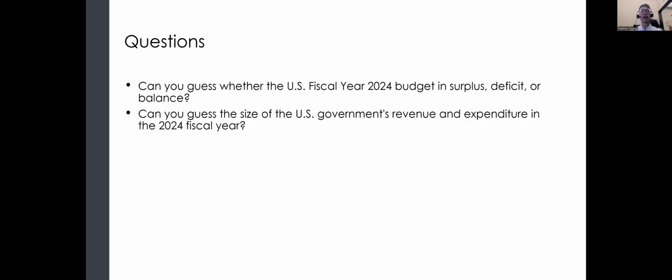Now, I would like us to have a bit of a class exercise where I would like you to guess whether the US fiscal year 2024 budget is in surplus, deficit, or in balance. For the second question, I would like you to do a bit of research and find out the size of the US government's revenue and expenses in the 2024 fiscal year. So let us begin our research for the moment.